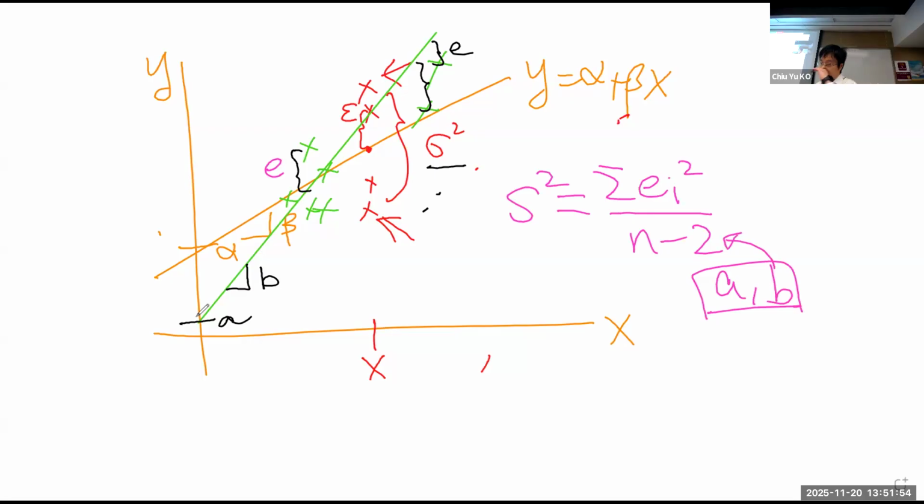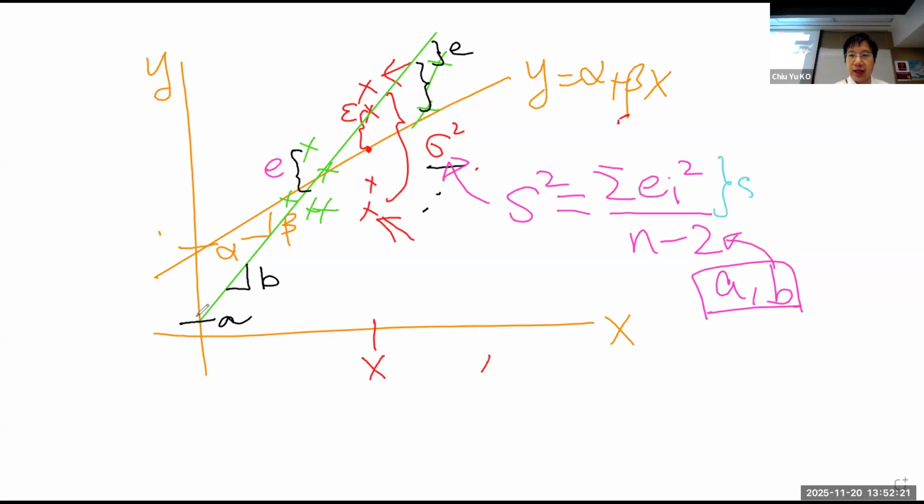And that's why if you have more variables to estimate, then you subtract more. But that is why you have the -2 here. This S square is a good guess for sigma.